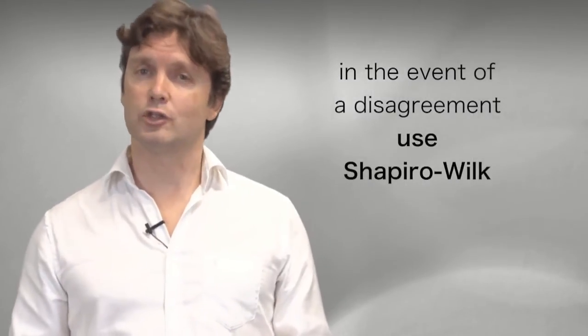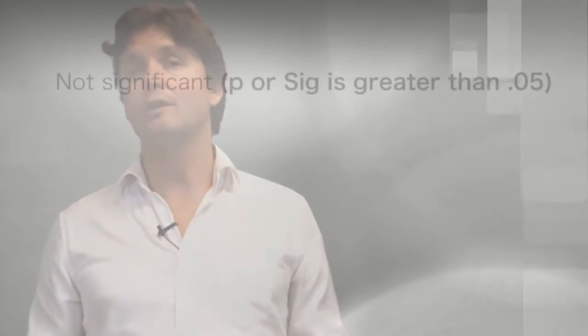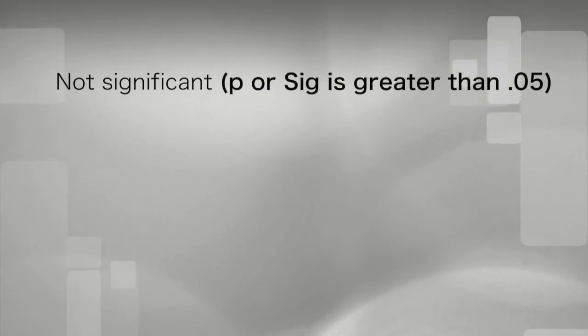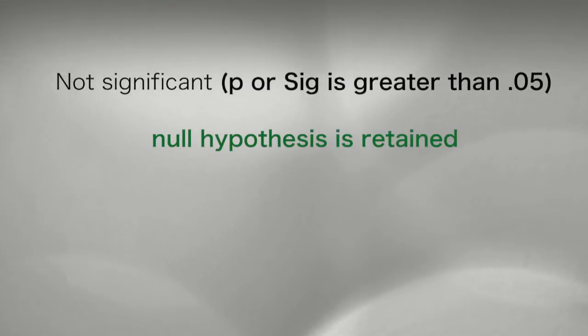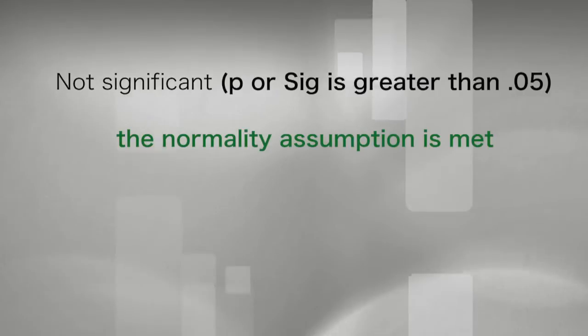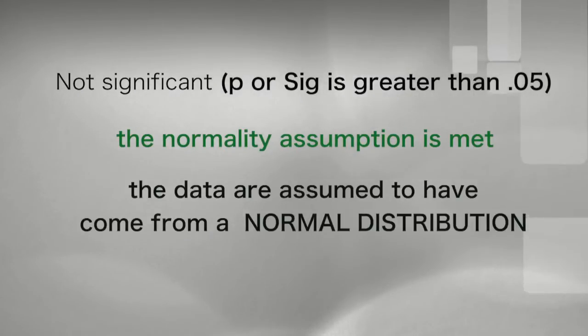Now, if the test is not significant, in other words, if the p or the sig value is greater than 0.05, then the null hypothesis is retained and the normality assumption is met. The data are assumed to have come from a normal distribution.